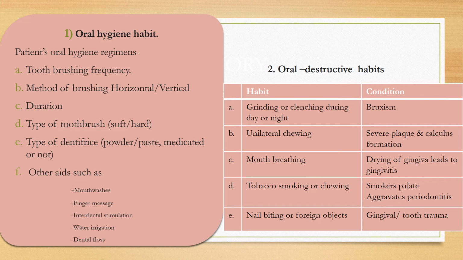Coming to the oral destructive habits, they are also important while taking the case history. That is, bruxism, unilateral chewing, mouth breathing, tobacco smoking, nail biting, or foreign object habits will somehow affect the health of the periodontium.